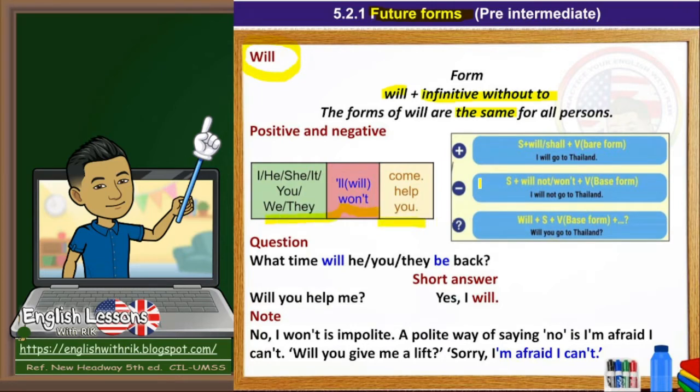Question: What time will he, you, they be back? Short answer: Will you help me? Yes, I will. Note that no, I won't is impolite. A polite way of saying no is, I'm afraid I can't. Will you give me a lift? Sorry, I'm afraid I can't.